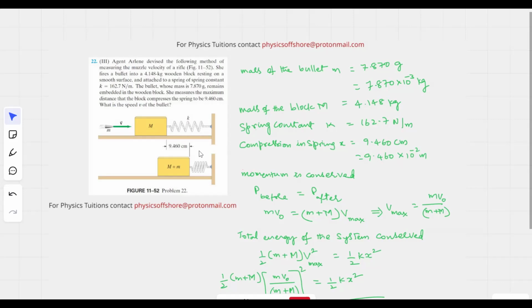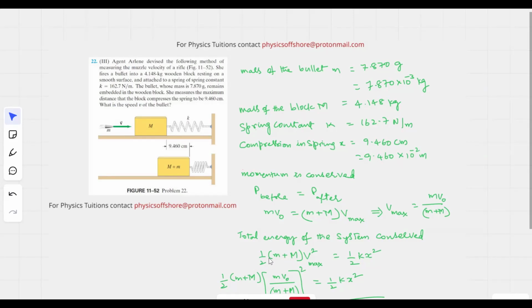And next, energy of the system is conserved because no external force is acting on the system. Therefore, total energy of the system is conserved. So here, what are the energies? One is the kinetic energy of the block after the bullet hits the block, and another one is the spring energy, or elastic potential energy of the spring. Therefore, the kinetic energy of the bullet-block system must be equal to the elastic potential energy of the spring. We know kinetic energy is equal to half m v square.